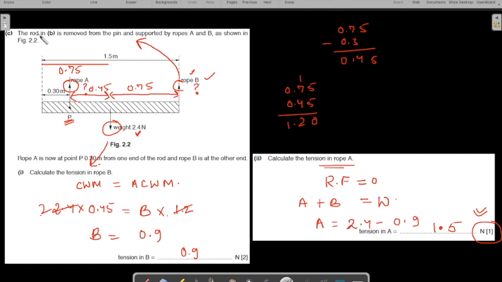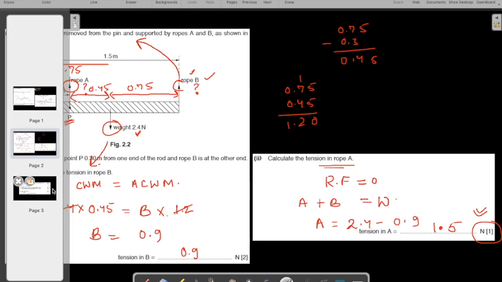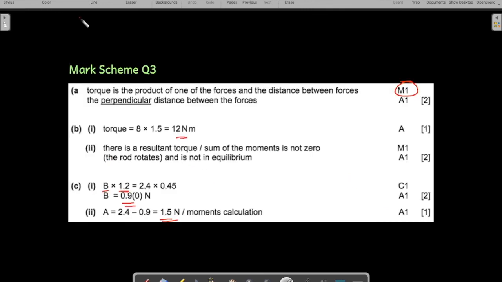Alright, so this was your third question on moments. Here is the mark scheme. I'm going to open it so that you can have a look at it, read it and understand it very well. So wasn't the question easy? Yes, it is an easy topic, believe me.